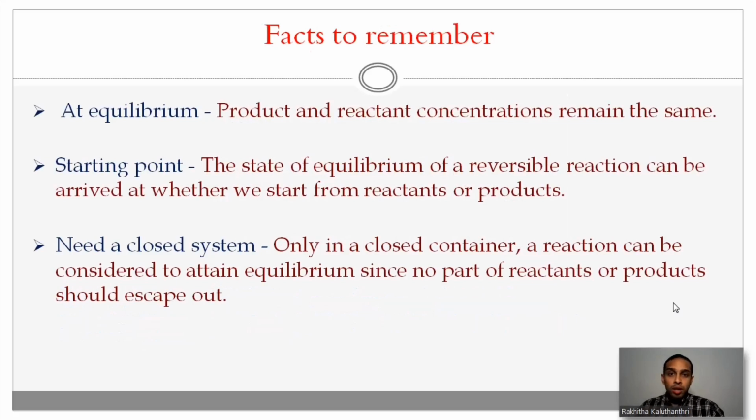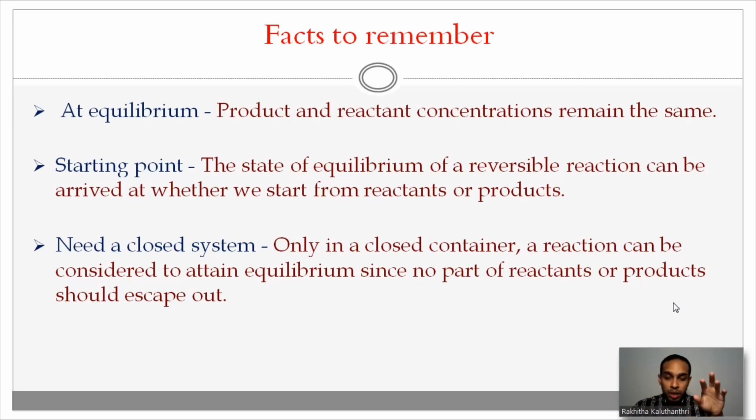So just to round it all up, there are a few things that you should remember from this particular class. At equilibrium, product and reactant concentrations remain the same. That means when the equilibrium state is obtained, neither the concentration of the products nor the concentration of the reactants will change, right? They remain a constant value.